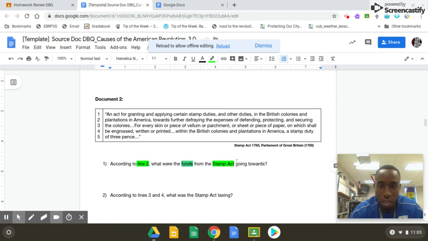All right, so I've got my keywords. Let's see what those funds were being used for. I need to go to line two according to this document. First step done. Now the second step: let's find the information in the text that's connected to it. Line two is here. All right. Plantations in America towards further defraying the expenses of defending, protecting, and securing the colonies.